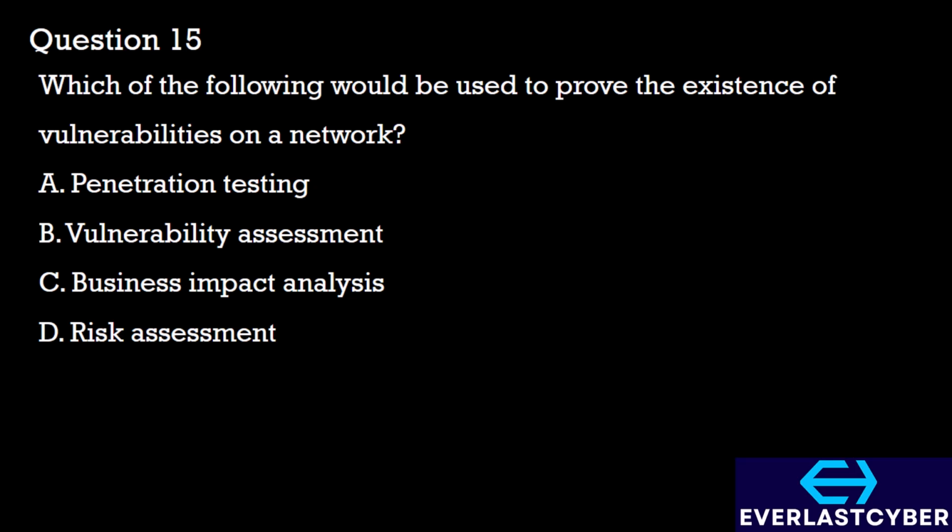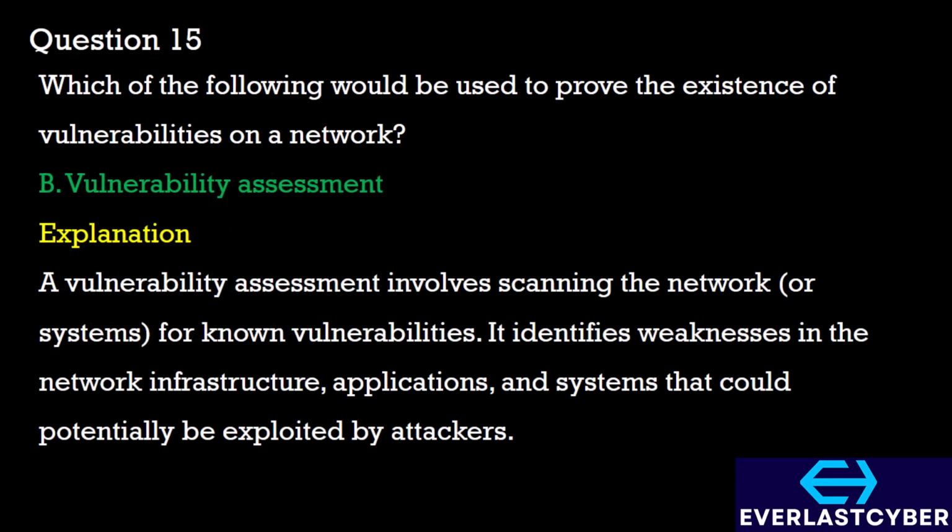With respect to the question we have, the action that will prove the existence of vulnerabilities on a network will be option B, vulnerability assessments. This involves scanning the network for known vulnerabilities, so it can identify the weaknesses in the network infrastructure, applications, and systems that could be exploited by attackers. The assessment will provide a detailed report on the vulnerabilities discovered, their severity levels, and the recommendations for remediation. So it specifically aims to identify and document the existence of vulnerabilities on the network.